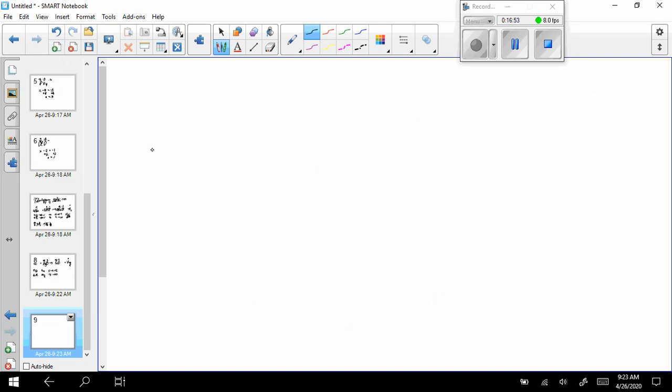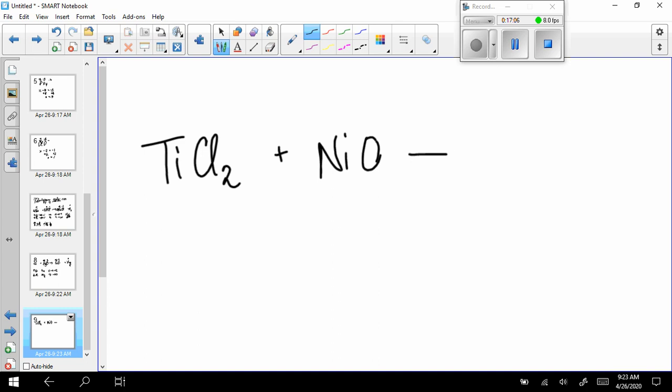Let's say I have TiCl2 plus NiO, and you end up forming TiO plus NiCl2. All right, that's a double replacement reaction, whereas I should have pointed out the last two that I've done are a single replacement reaction.